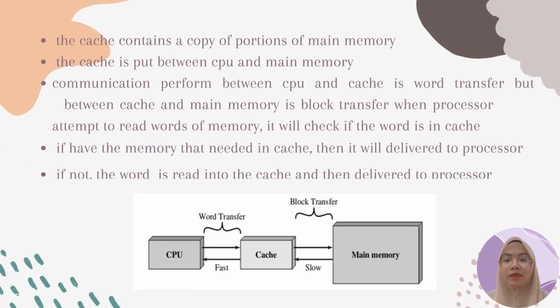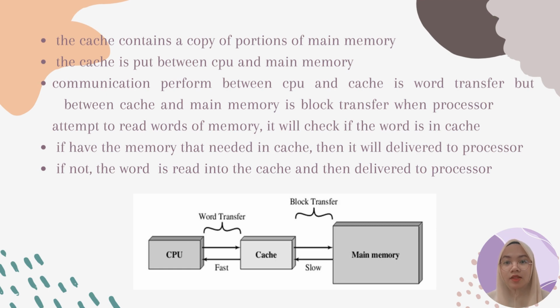Next is the principle of cache memory. The cache contains a copy of a portion of the main memory. The cache is put between the CPU and the main memory. Communication between the CPU and the cache is by word transfer, but between the cache and the main memory is by block transfer.